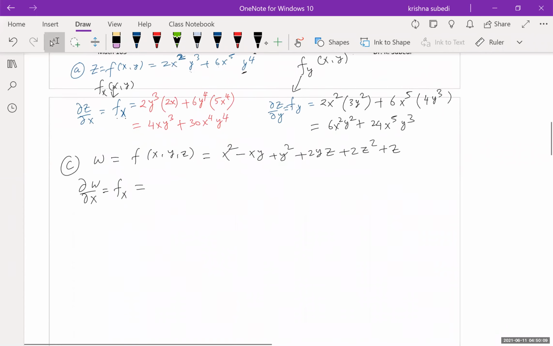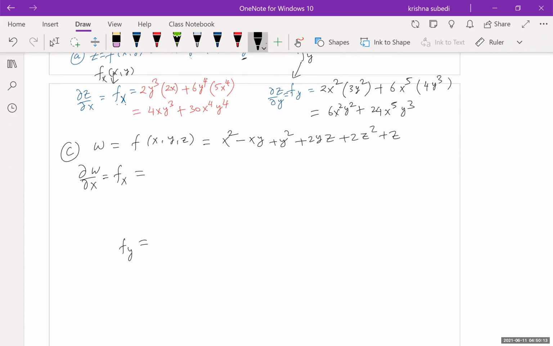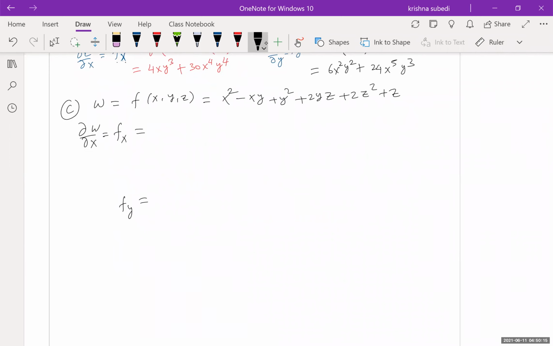Another would be f sub y. We need to find the derivative with respect to y, which means delta w over delta y. And f sub z, which means delta w over delta z. Can you guys try this on your own?